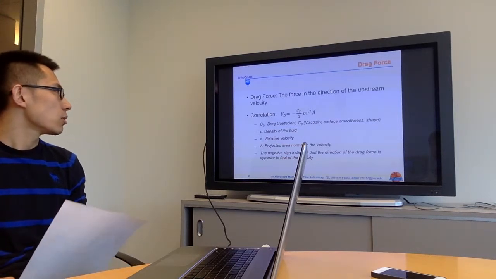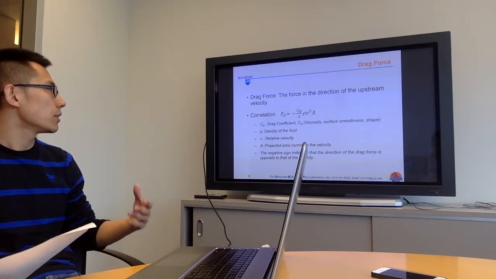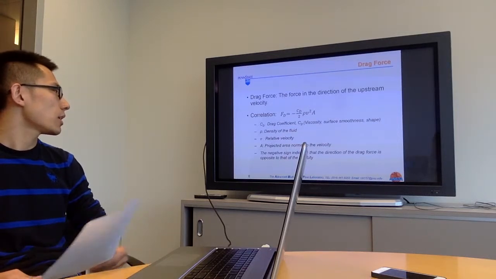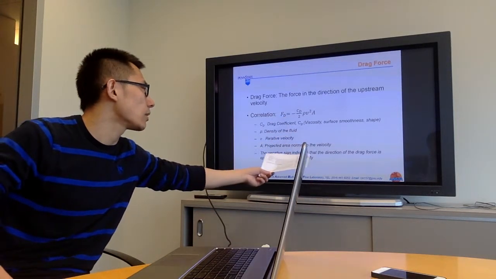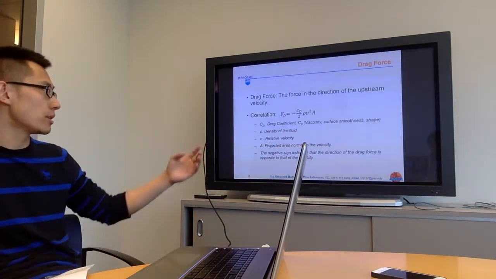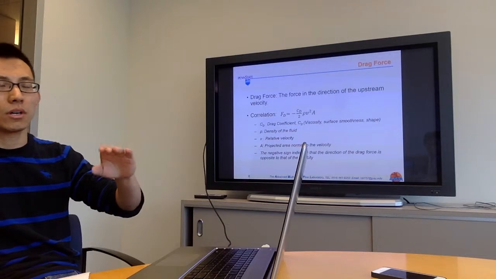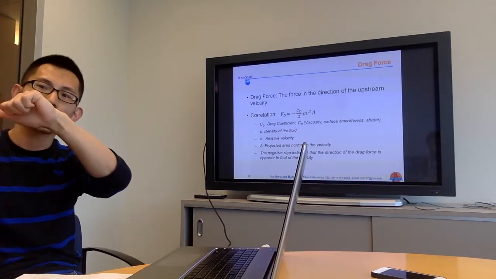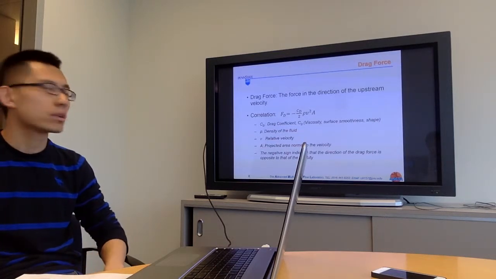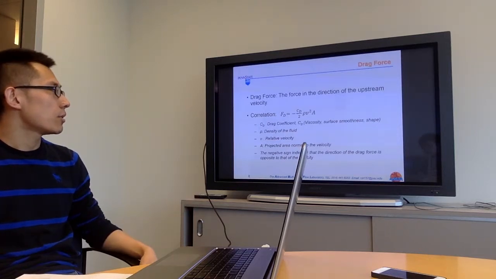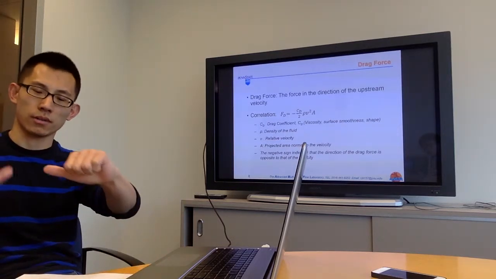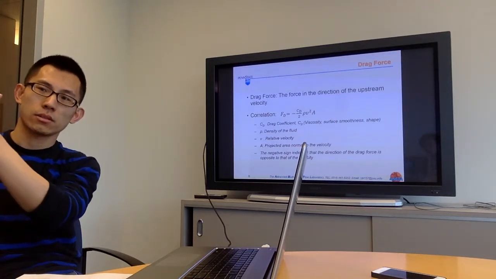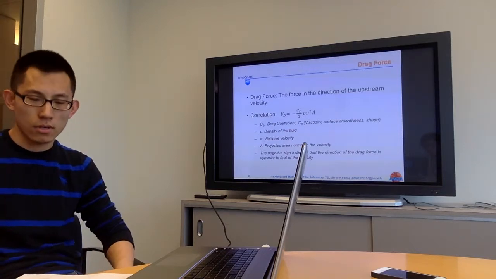So rho is the density of the fluid. V is the relative velocity. The negative sign here means the direction of drag force is opposite to this velocity direction. So if the fluid is flowing this way, the drag force is this way. So it's a resistant force. And A is a projected area normal to the velocity. So if the velocity direction is this way, the projected area is this, normal to this direction.